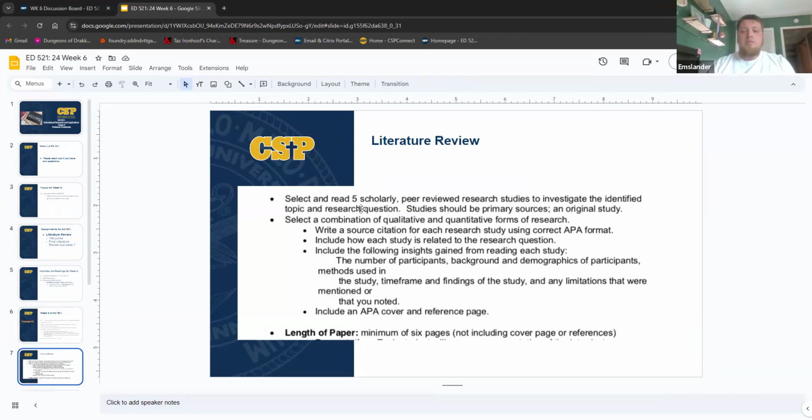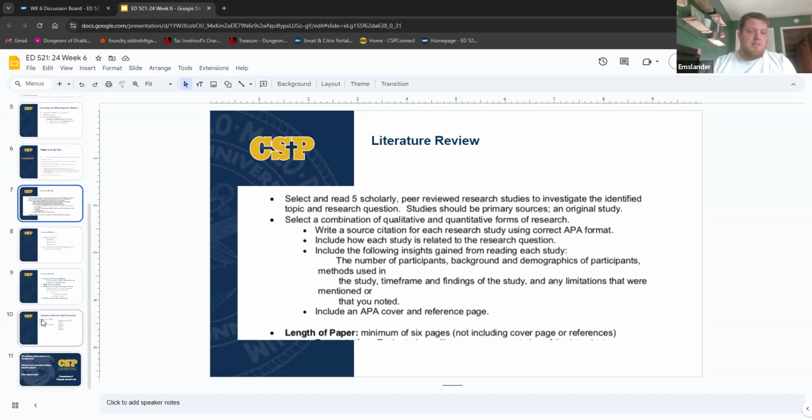Just a reminder, on your lit review, you are only looking for 5 scholarly peer-reviewed research studies. You can do more. Make sure you include a source citation, include how each study is related to the research question, including the following insights gained from reading the study: number of participants, background, demographics of participants, study time frame, and findings of the study, and any limitations that were mentioned, including an APA cover and reference page. I will break that down a little bit here in a minute.